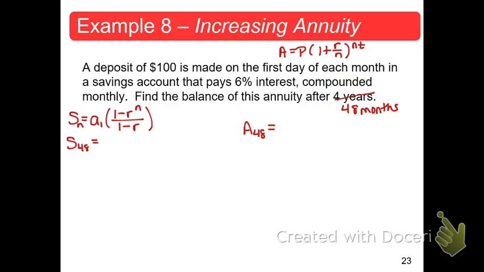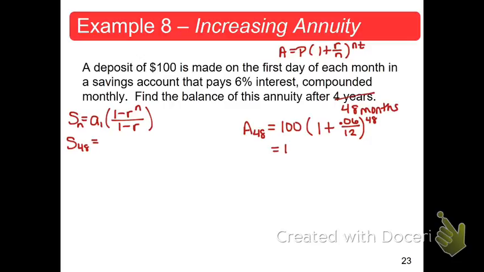My principal is how much he's putting in. $100 times 1 plus, what's my interest rate? 0.06 over the number of times compounded, 12. It's compounded monthly. The interest rate is per year, so it's the number of compoundings per year. Raised to the nt, which we said is going to be the 48 months. Just stick this in the calculator.